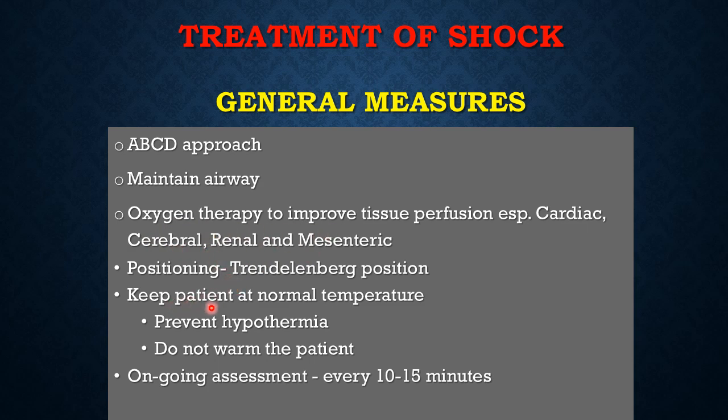It is important to keep the patient at normal temperature. You must prevent hypothermia, but at the same time you must not warm the patient. Why not? Because if the patient becomes too warm, the peripheral blood vessels will dilate, and again the blood pressure will start falling because of peripheral pooling of blood.